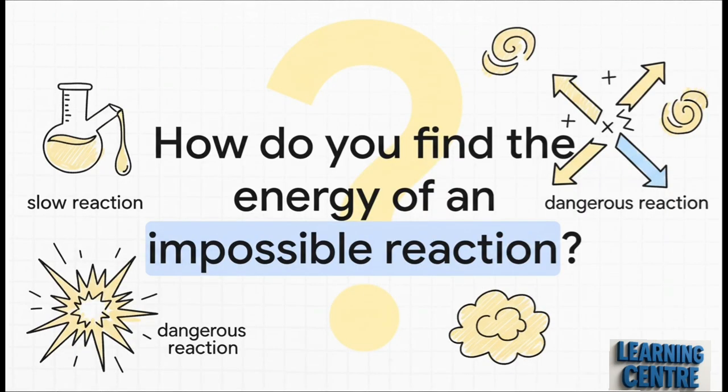So, here's the central problem, right? What if you need to know the energy change for a reaction that's way too slow, maybe too dangerous, or just flat out impossible to actually run in a lab? How on earth do you get an answer? Well, that is the exact question that Hess's Law was born to solve.